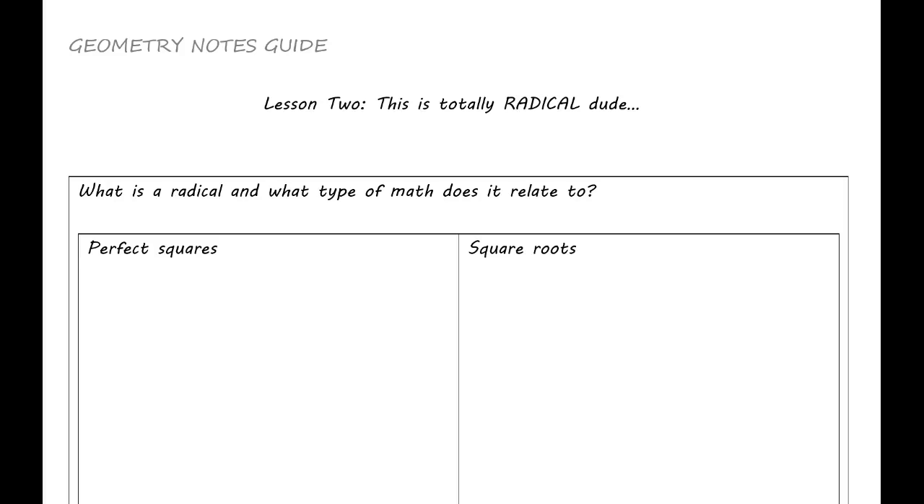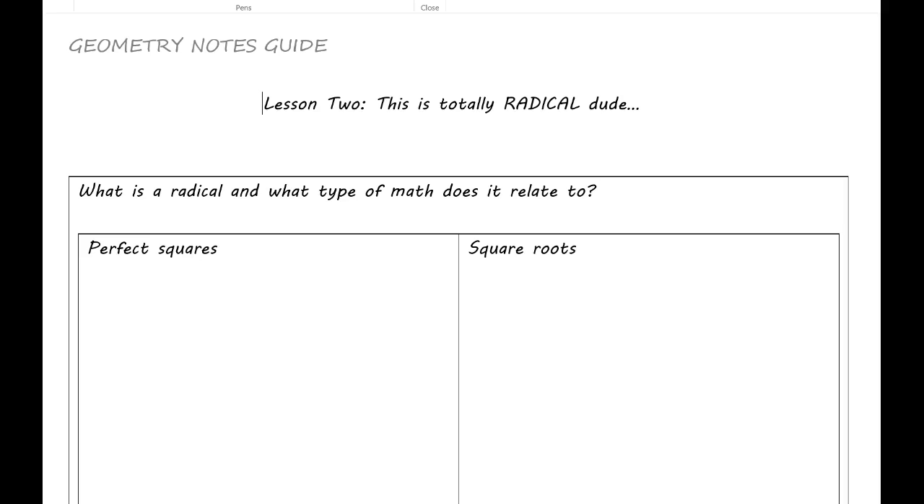Today we're going to do something that, if you're in pre-AP math, you may have already done in 8th grade, but a lot of people either did it and didn't understand it, or it's just been a while and you definitely need a refresher. So we're going to talk about something called radicals.